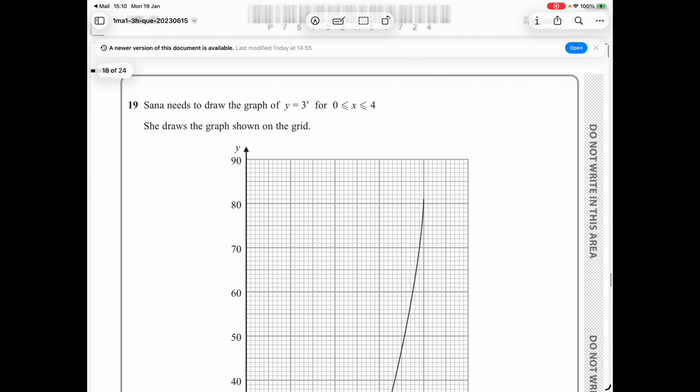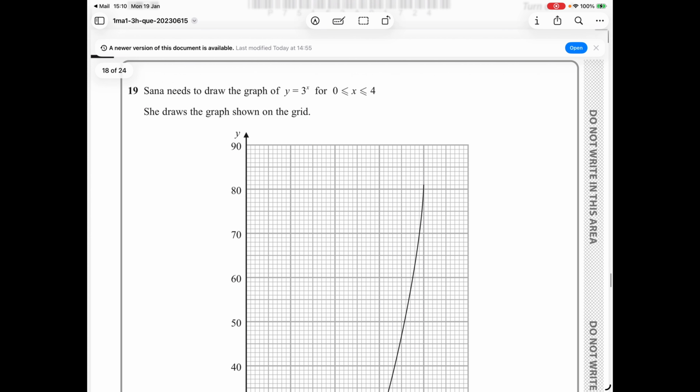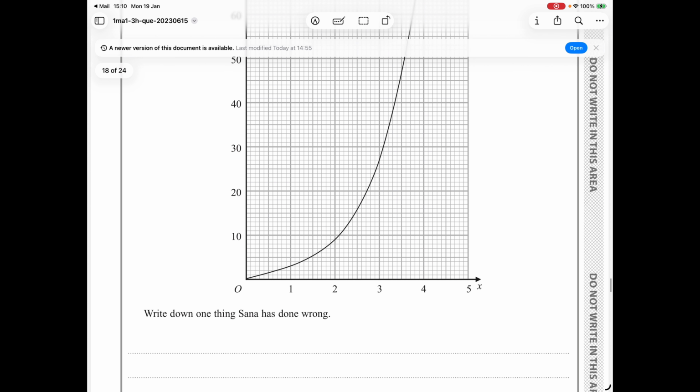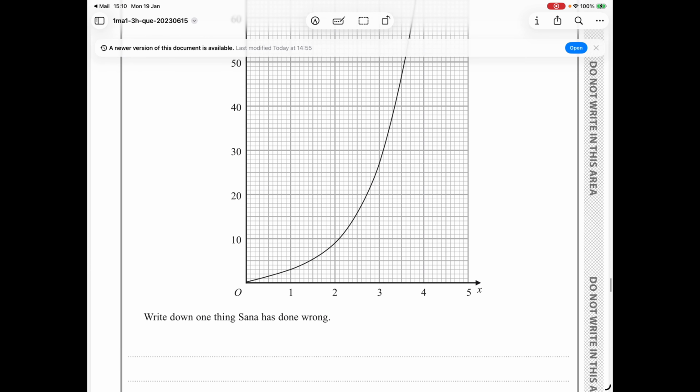Sana needs to draw the graph of y equals 3 to the power x between 0 and 4. She draws the graph on the grid. Write down one thing Sana has done wrong. Okay, I don't know what else she's done wrong. Well, the only thing I can see is this.